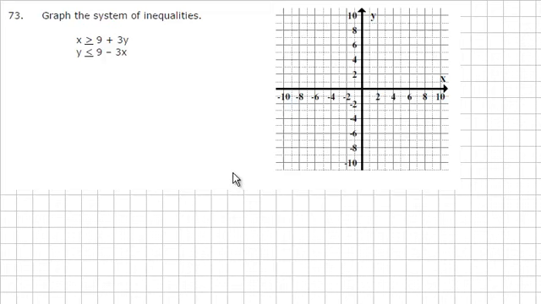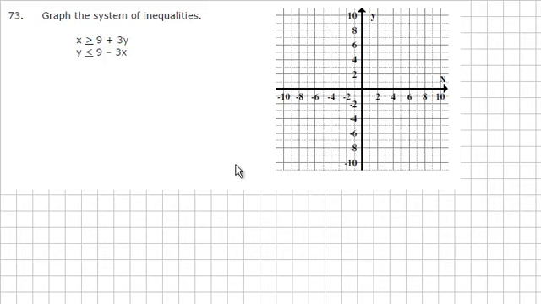Graph the system of inequalities. The first inequality is x is greater than or equal to 9 plus 3y, and the second one is y is less than or equal to 9 minus 3x. So what does it mean to graph a system of inequalities?